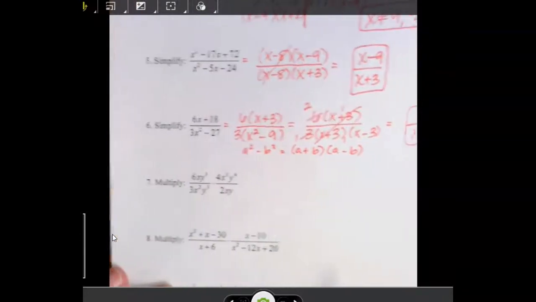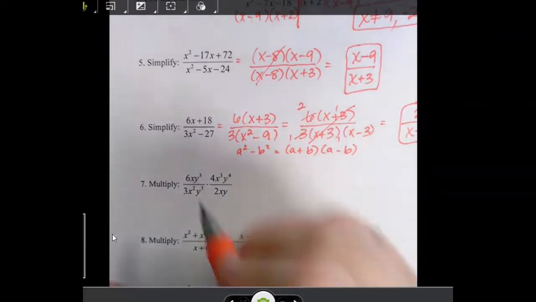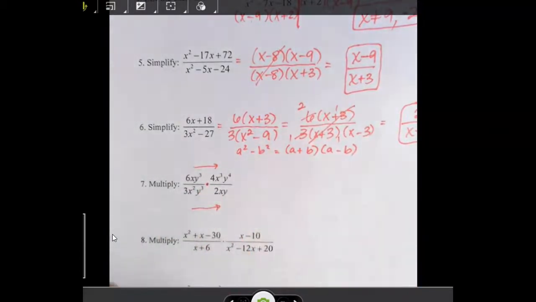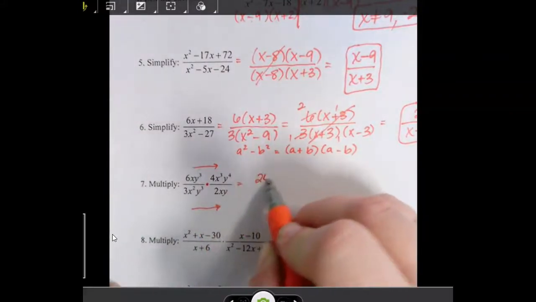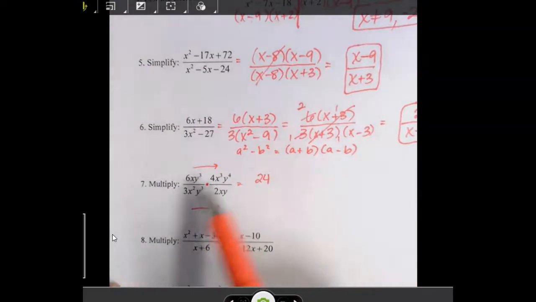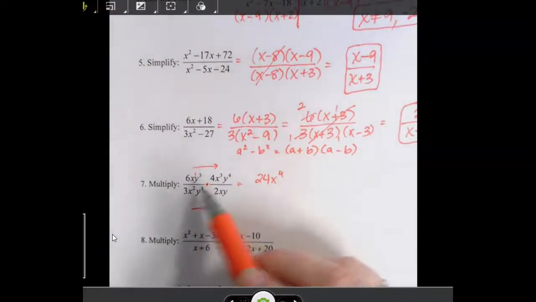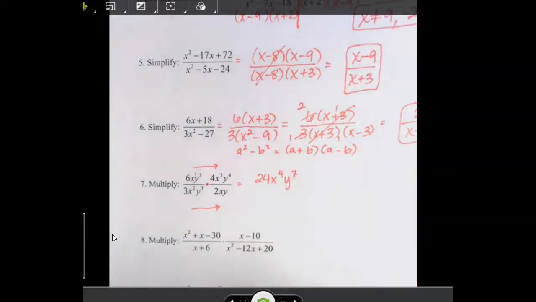All right, on number 7, we're going back and using our rules of exponents. All right, so we are multiplying. Remember, we multiply fractions straight across. So 6 times 4 is just 24. Then to multiply exponent terms, remember our rule is that we add the exponents. So x to the 1 times x to the 3rd would be 1 plus 3, x to the 4th. Y to the 3rd times y to the 4th would be y to the 7th.